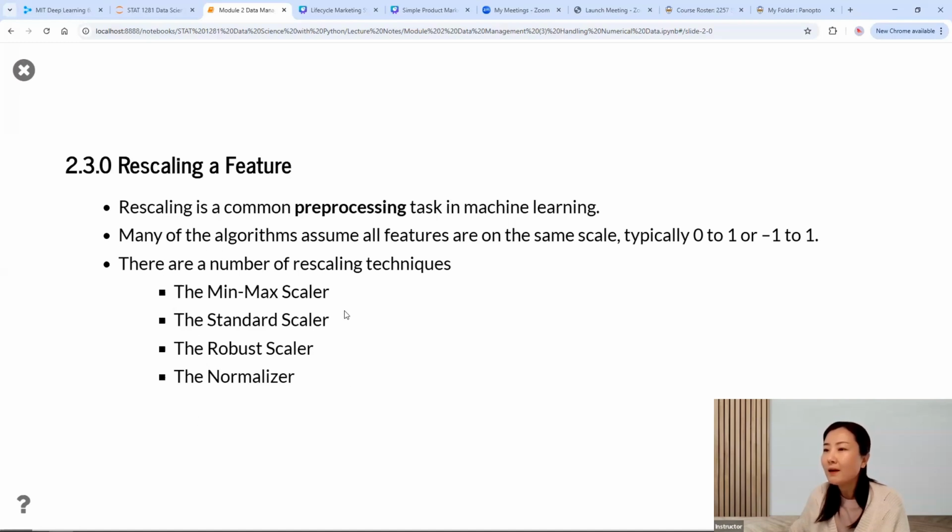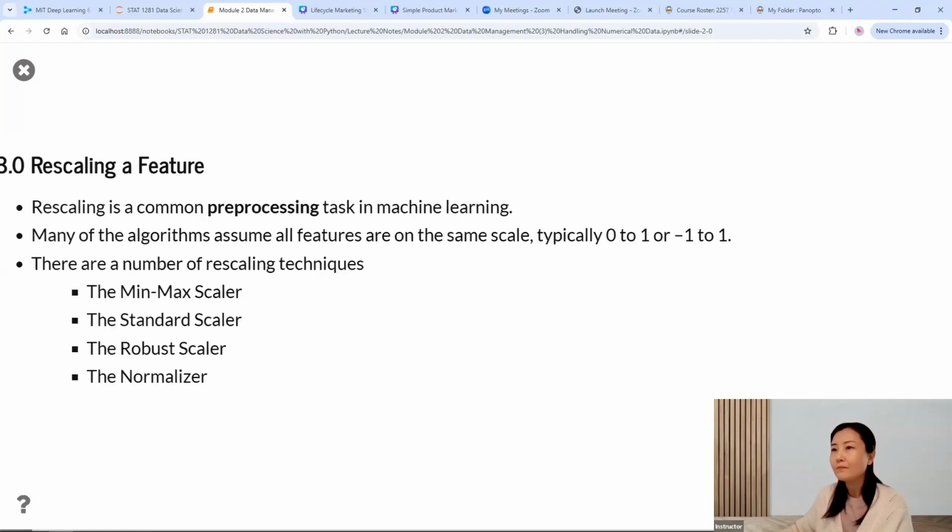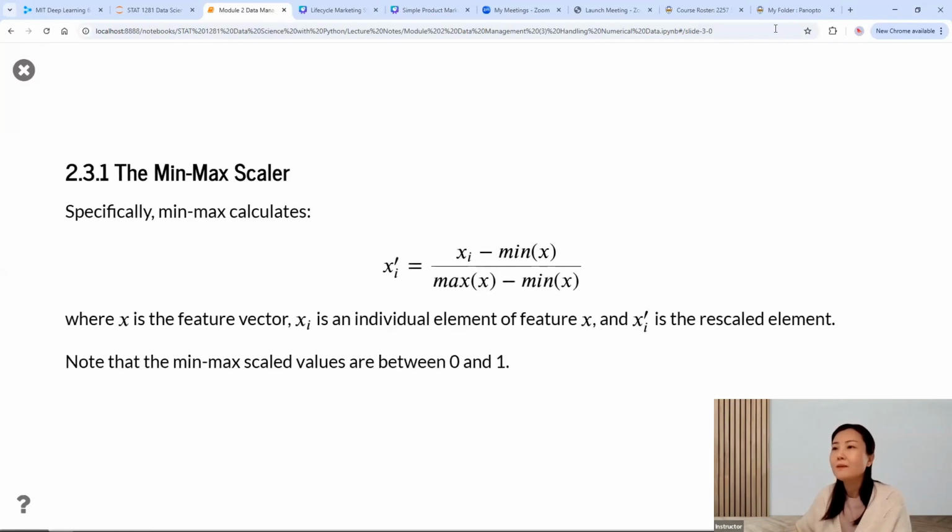So we will talk about 4 scaling strategies or techniques: the min-max scaler, standard scaler, robust scaler, and the normalizer. So first, the min-max scaler. So this is the formula.